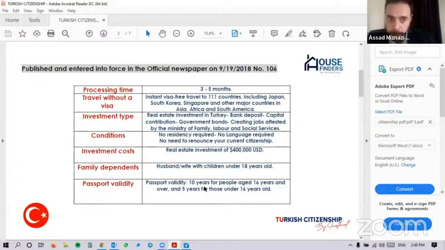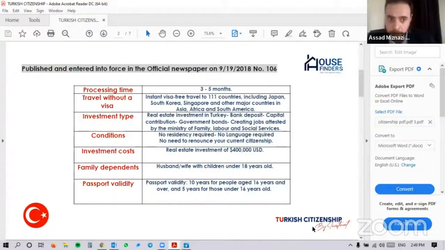As for investment types, there are different types: real estate investment, bank deposit, capital contribution, government bonds, and creating jobs, assisted by the Ministry of Family, Labor, and Social Services. You don't need to resign or make a residency in Turkey. You don't need any Turkish language requirement. No need to renounce your current citizenship. You can get it without any conditions. Just get a property, make a power of attorney, and you can leave.